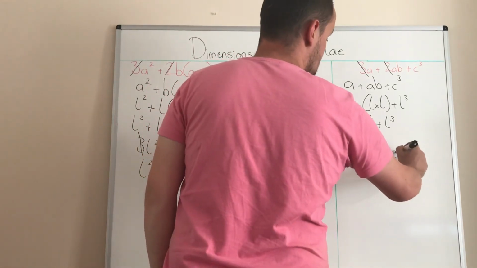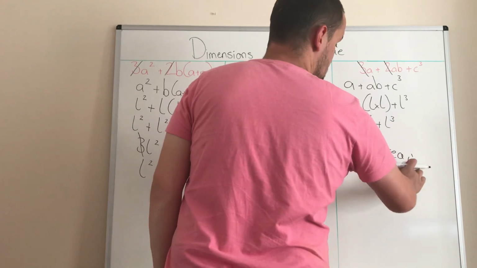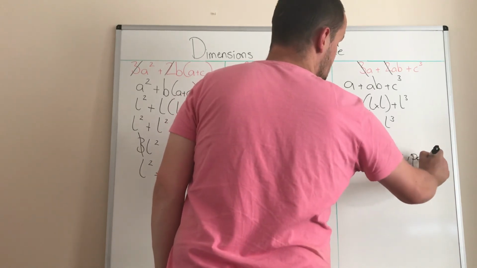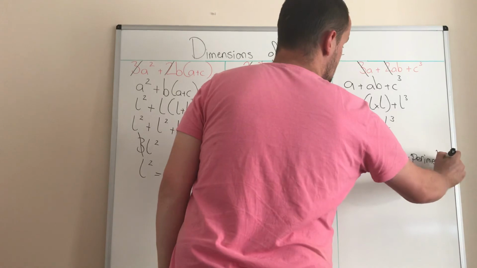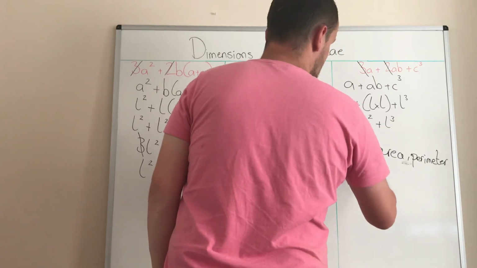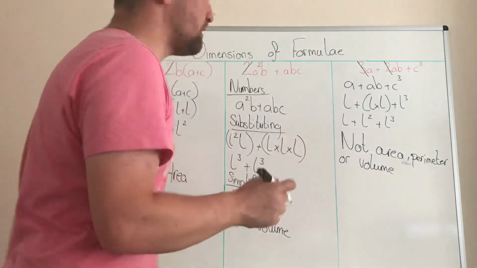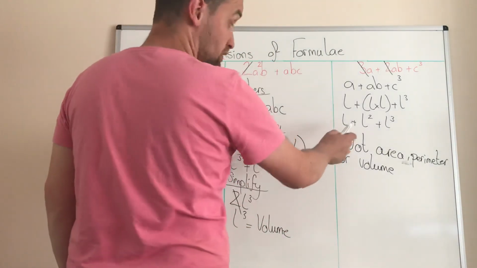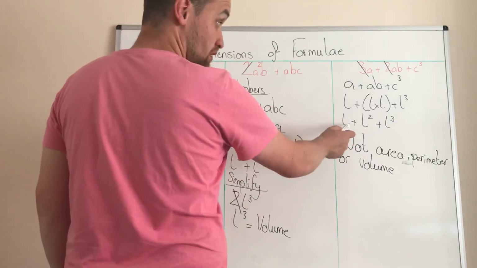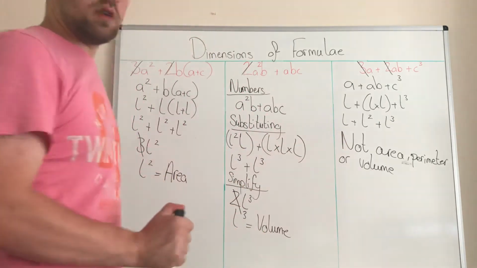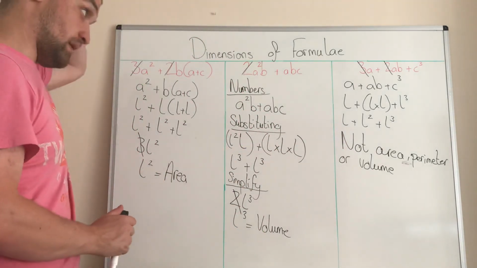area, perimeter, or volume. If you can't simplify it at all, there's no simplification here at all, then it can't be an area, a perimeter, or a volume. That's what you need to remember on that.